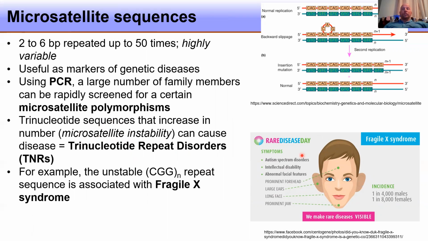This is a leading cause of intellectual disability, primarily in males, though it does occur in females as well. And this is associated with an unstable repeat, CGG. And once we get over a certain number of these repeats, then you exhibit the symptoms of Fragile X. And in addition to the intellectual disability, you also have facial abnormalities, as shown here in this diagram.